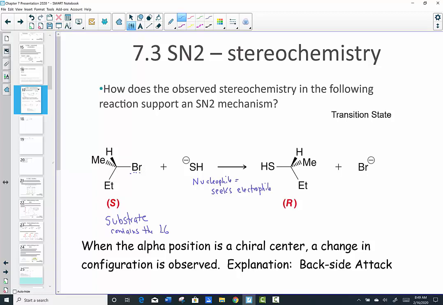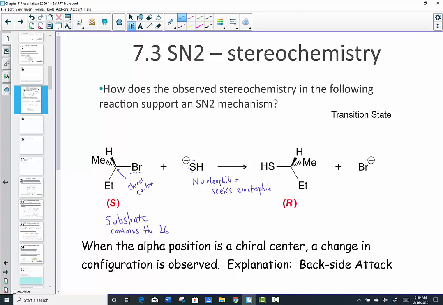The nucleophile, SH negative, now remember this is all electron rich on that sulfur. There's 3 sets of dots there. The substrate has a chiral carbon. It doesn't have to for this particular mechanism to work, but this is how we studied the mechanism. We used a chiral carbon and examined the outcome.